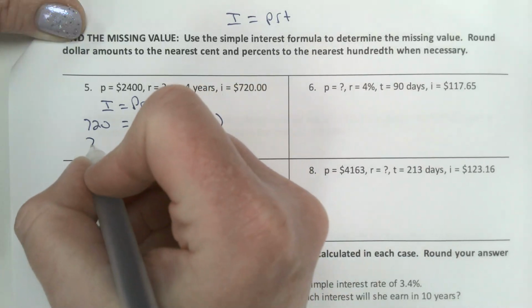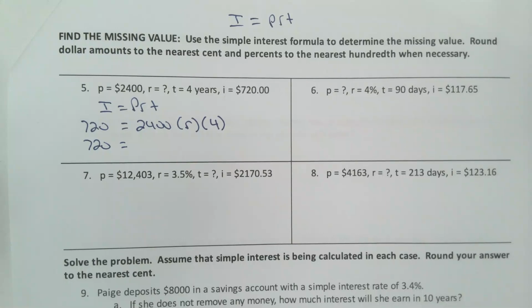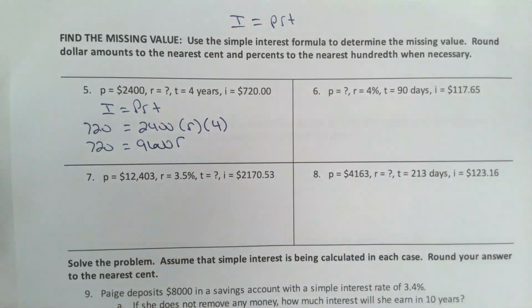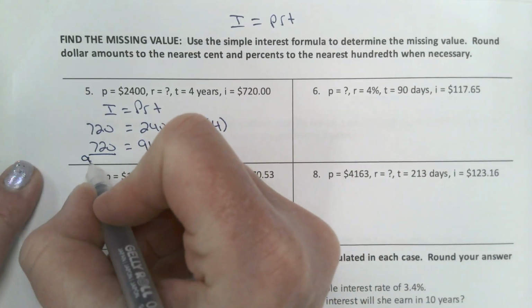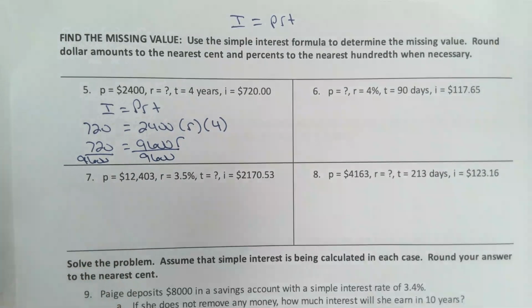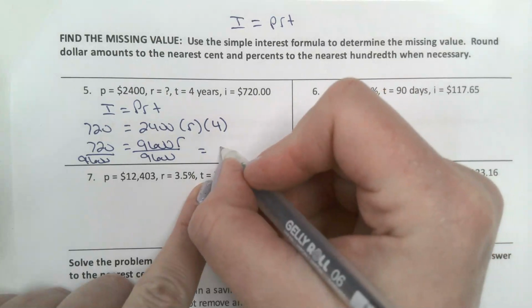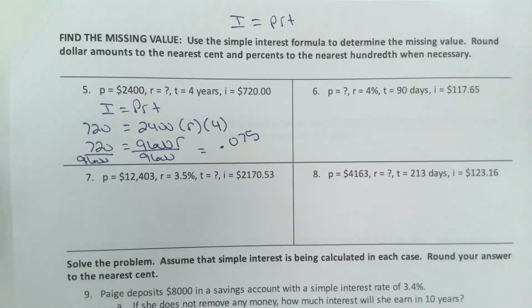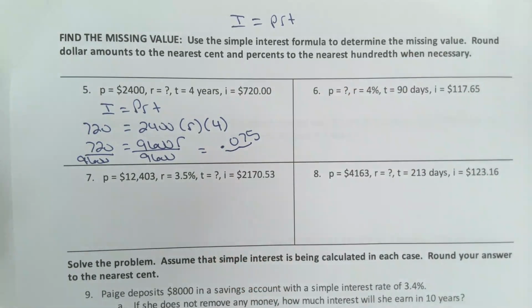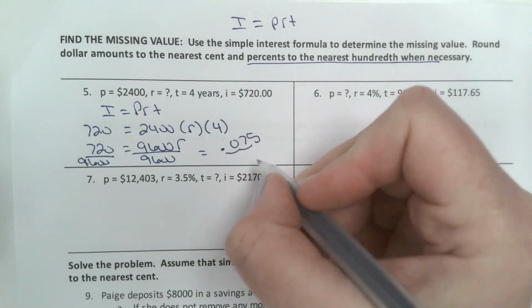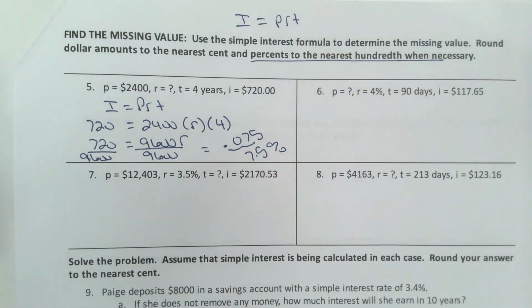All right, so you have to solve for R. On the right, I'm just multiplying 2,400 times 4. I'm going to divide both sides by 9,600. So I get 0.075. That's your rate as a decimal. For the rate, it says percents to the nearest hundredth when necessary, so I also want to move the decimal. And so my rate is 7.5%.